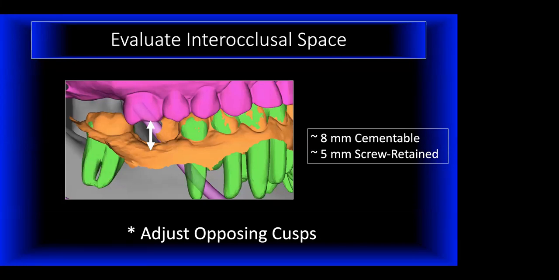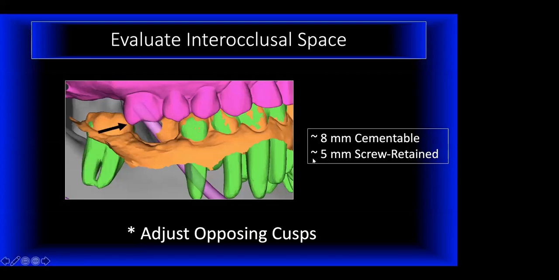The next thing we're going to do is evaluate the CBCT. And I like to look at the 3D images and evaluate the interocclusal space. A lot of times on these single teeth, what happens is you get super eruption of the adjacent teeth. We know we need about 8 millimeters of interocclusal space. That's from the opposing occlusion to the crestal bone on the adjacent ridge. We need about 5 millimeters for a screw retained prosthesis. So you want to evaluate that.